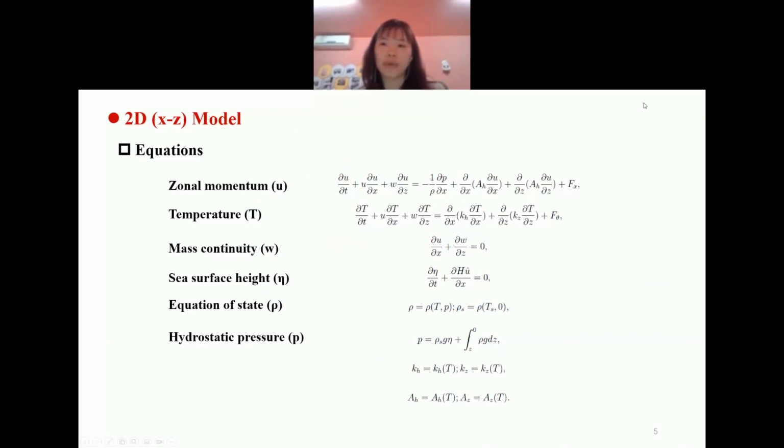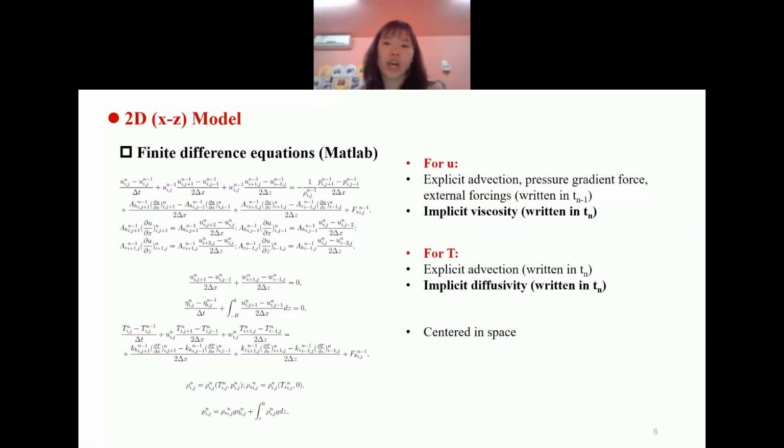These are the equations we used in our model, including the zonal momentum, thermal equation, mass continuity, sea surface height, equation of state, hydrostatic pressure, and the relationship between diffusivity, viscosity, and temperature. As you can see, these equations are quite similar to those used in Earth's oceans. The main differences are in the detailed viscosity, diffusivity, and equation of state schemes, which I will detail later. We solve the equations using finite difference methods, and they are written in MATLAB.